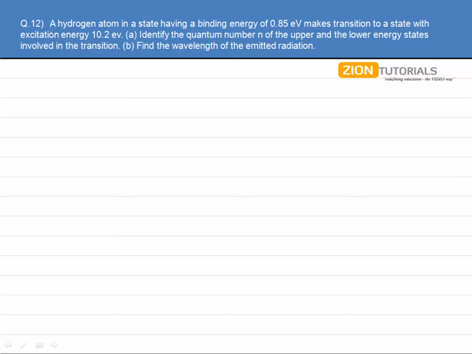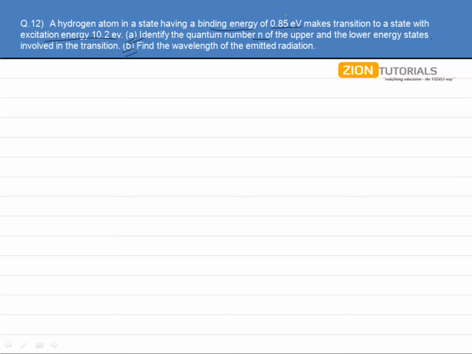As the question says, a hydrogen atom in a state having a binding energy of 0.85 electron volts makes a transition to a state with excitation energy 10.2 electron volts. A, identify the quantum number n of the upper and the lower energy states involved in the transition, and B, find the wavelength of the emitted radiation.